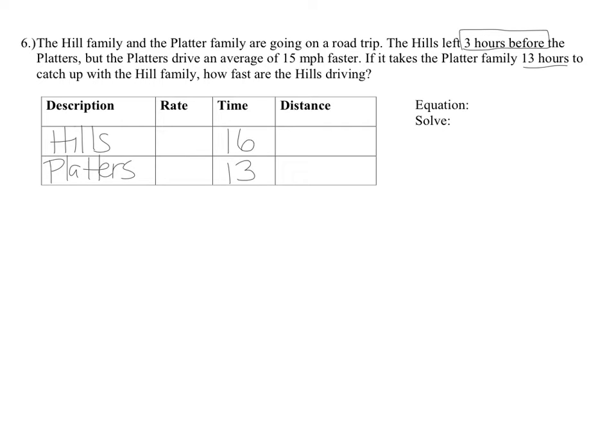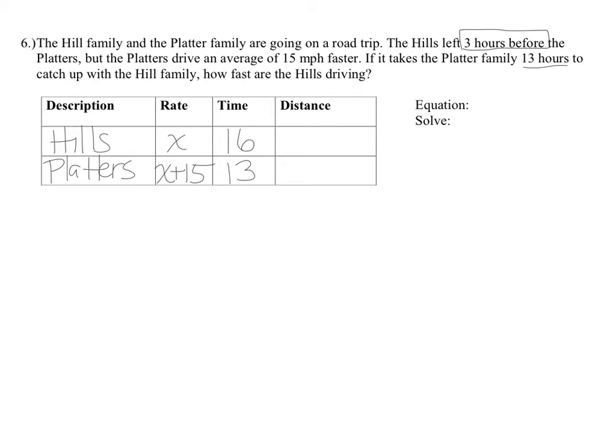So in this problem, we know how long each family is traveling. We don't know their rate. However, it does say the Platters drive an average of 15 miles per hour faster. So we know that the Platters is going to be 15 miles per hour faster than the Hills. So if I call the Hills x, then the Platters have to be x plus 15. You could say if the Platters were x, then the Hills are x minus 15. Either way is going to make the problem work out.